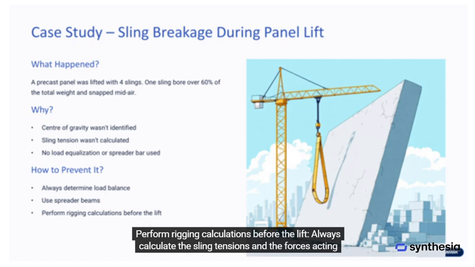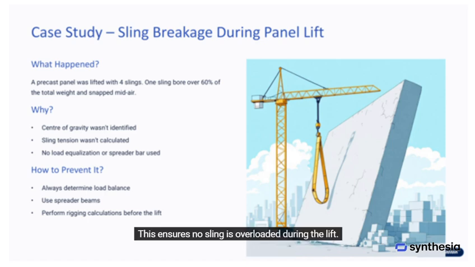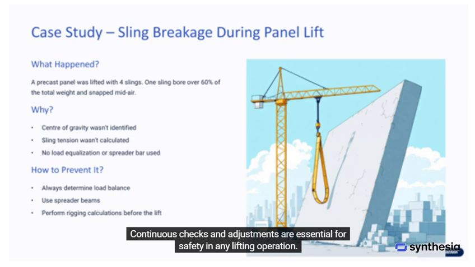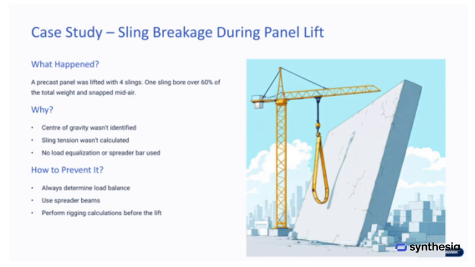Perform rigging calculations before the lift. Always calculate the sling tensions and the forces acting on the load. This ensures no sling is overloaded during the lift. And of course, MMA: monitor, measure, adjust. Continuous checks and adjustments are essential for safety in any lifting operation.